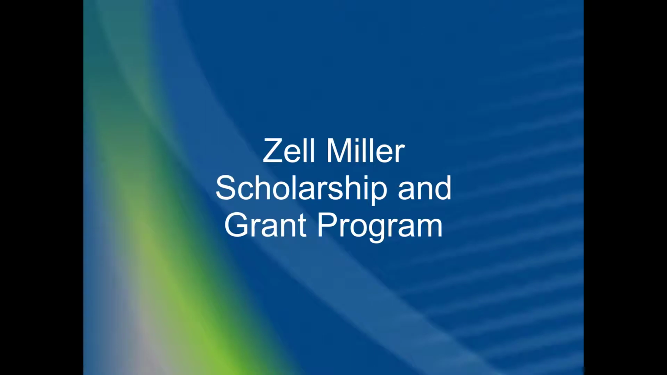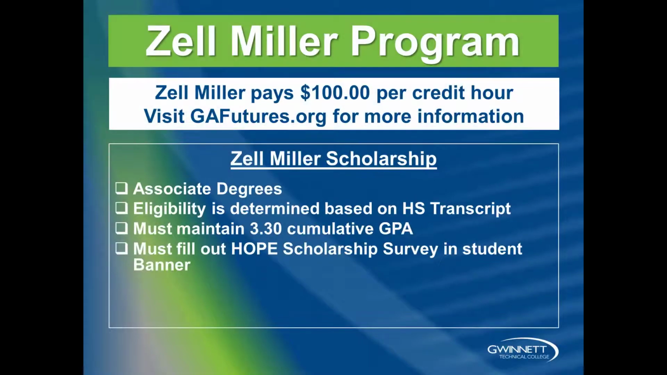Zell Miller scholarships and grants are merit-based programs offered by the state of Georgia. Named after a former governor and senator, the Zell Miller Scholarship and Grant pay $100 per credit hour. The Zell Miller Scholarship is for students enrolled in degree programs, and eligibility is based on academic achievement in high school. The Hope Survey must be completed in Student Banner in order to be considered for this award.